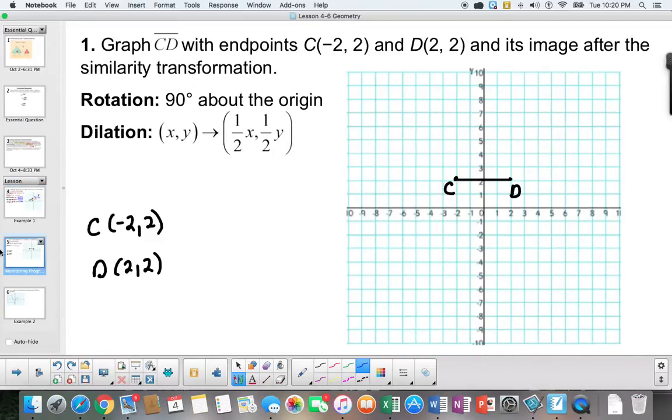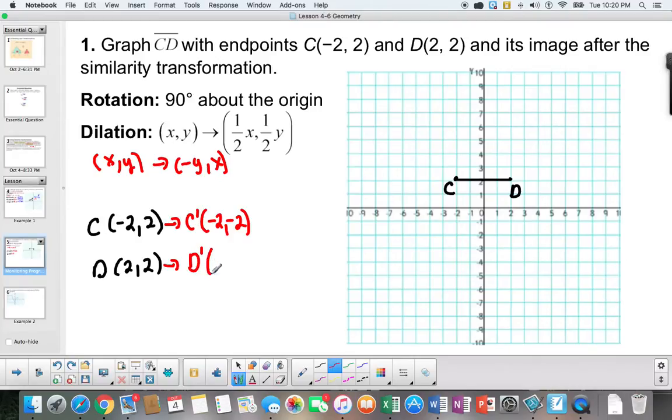Okay, let's take a look at this problem. We're going to do much the same thing. Rotating 90 degrees about the origin, I'm going to write the rule, and the rule is (x, y) maps to (-y, x). So I'm going to find the image. This is C prime, and that's going to be (-2, -2), and then D prime is going to be (-2, 2).